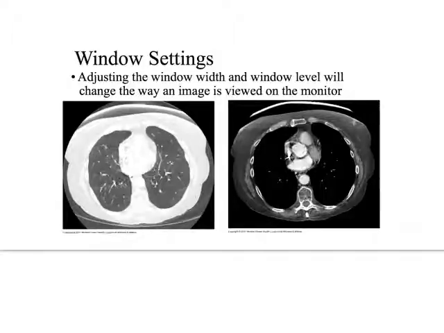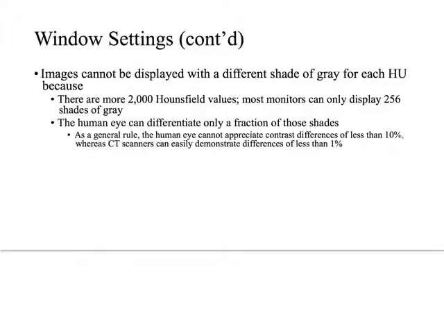Yeah, that's page 32 in our text. And here it is just reiterated here, that as a general rule, the human eye can't appreciate these contrast differences, but the computer can. So we need to window and level in order to make those contrast differences apparent.